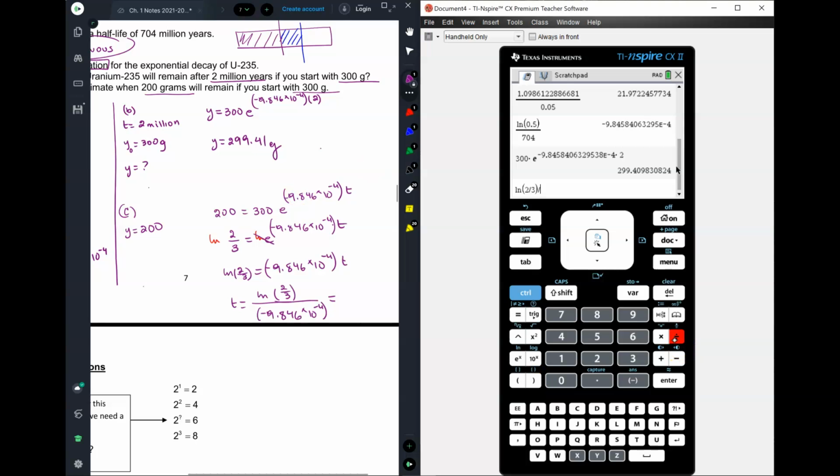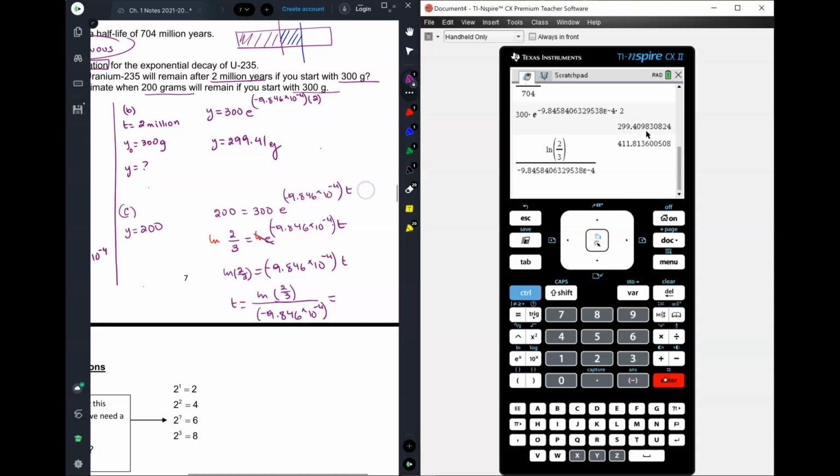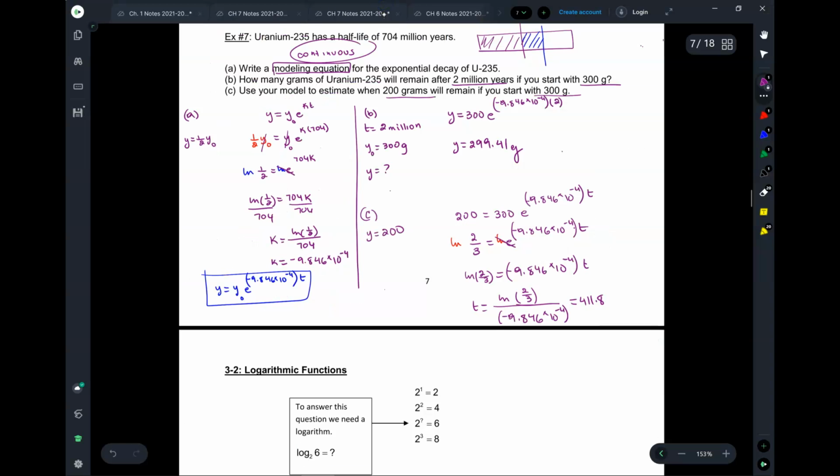divided by, now this is a crazy number, right? So I'm going to go here, press up, go to that crazy number, press enter, and it will enter it into your equation. Isn't that cool? Enter, and that's 411.8, a million years. So roughly it's 411.8 million years. All right, thank you very much.